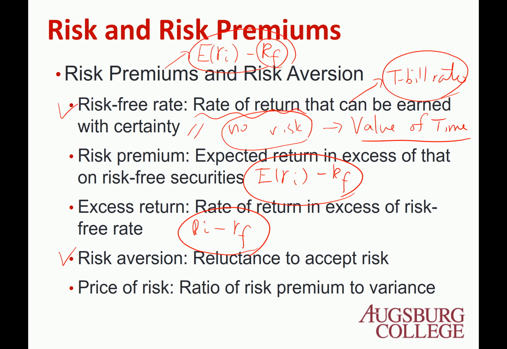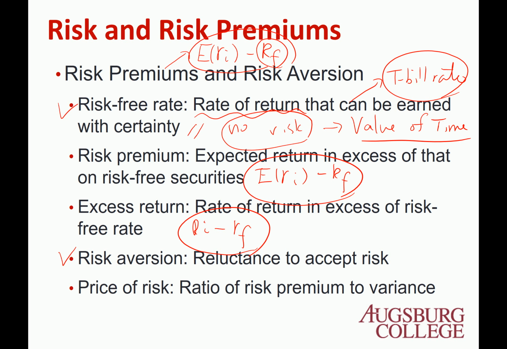Now, risk aversion: everybody has a different tolerance for risk. Some people just try to avoid risk. They don't want to lose money. Some people aggressively invest in riskier assets to make higher returns because they can tolerate losses more easily. So everybody has a different risk aversion. It is called the reluctance to accept risk. If you're more risk averse, then you don't like risk.